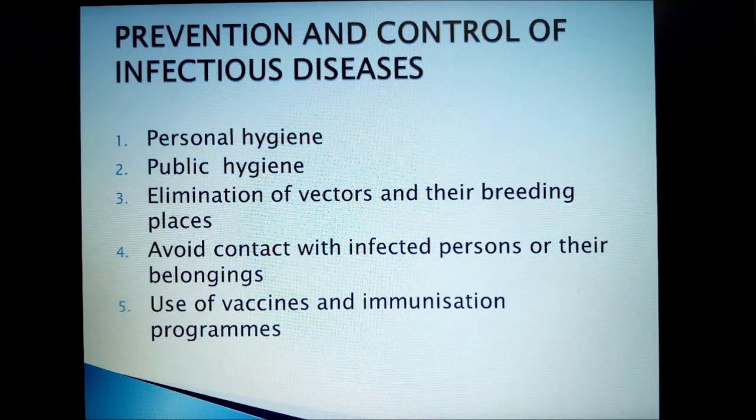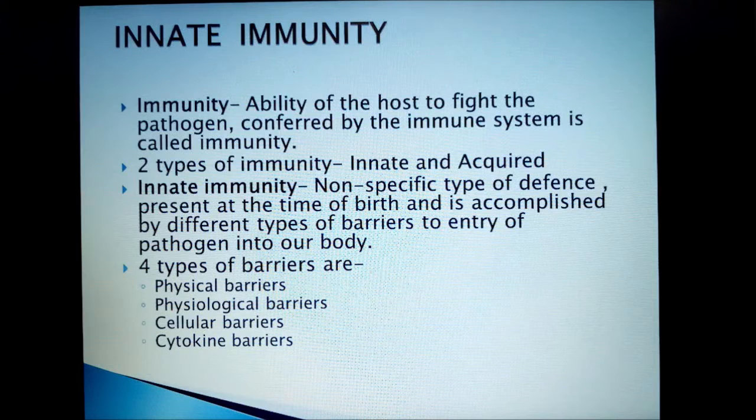The fourth point is to avoid contact with infected persons or their belongings. Use of vaccines and immunization programs. Different vaccines are available for diphtheria, polio and tetanus. So one can prevent such diseases by the use of vaccines. We will see what is immunity.